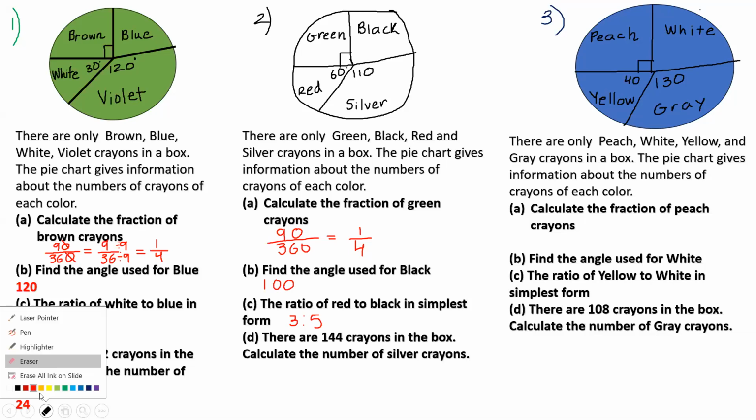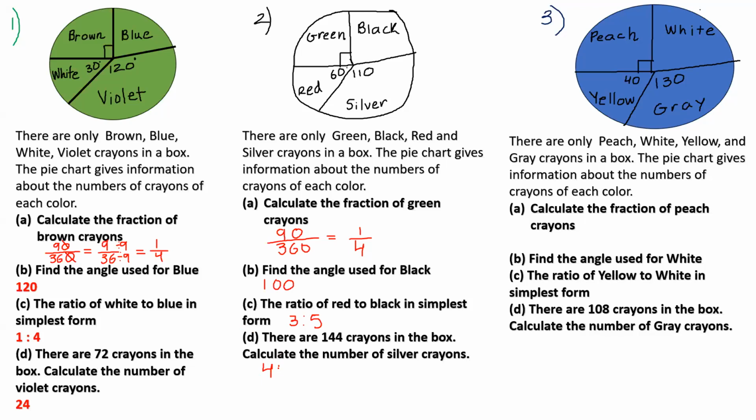And then there are 144 crayons in the box. Calculate the number of silver crayons. How are we going to get that? 110 over 360 times 144 over 1. You cancel out the zeros in 110 and 360, and that becomes 11 over 36 times 144 over 1. What's our final answer? I got 44. Anyone else got 44? Yes, sir. 44 as well.